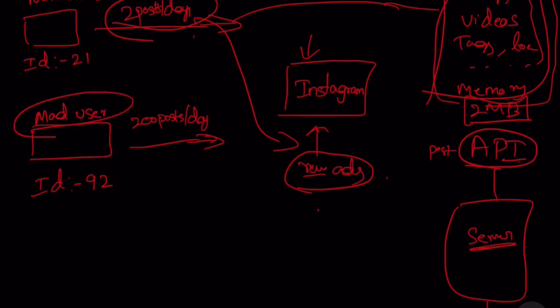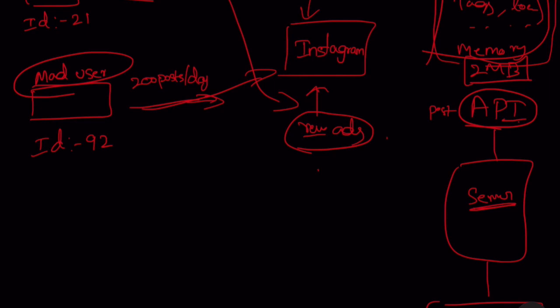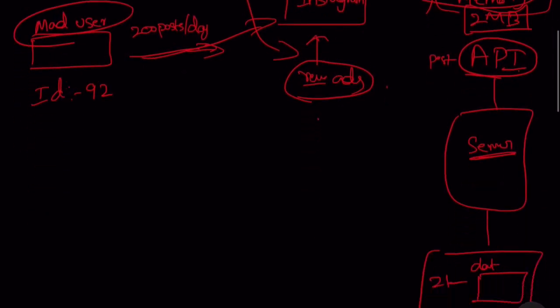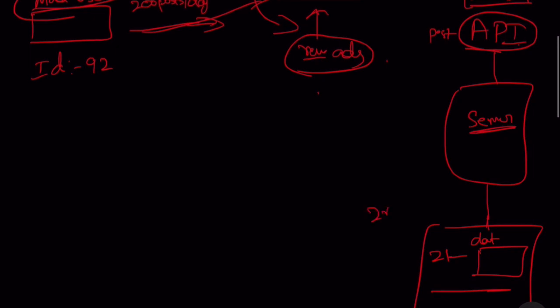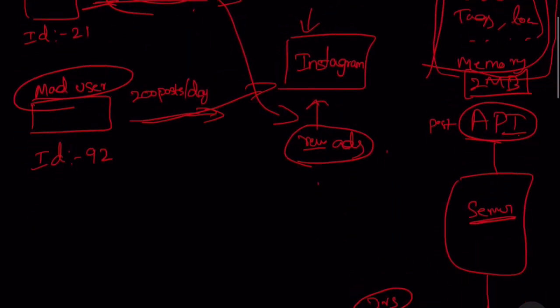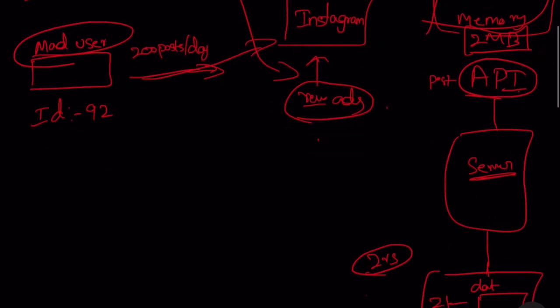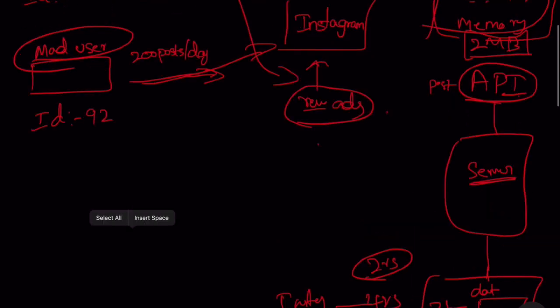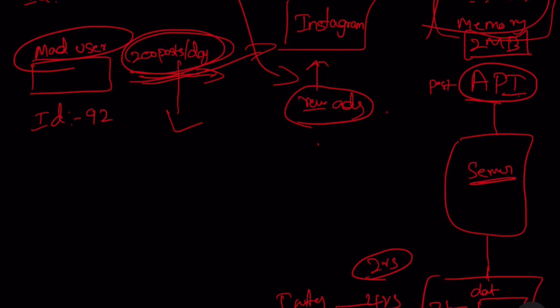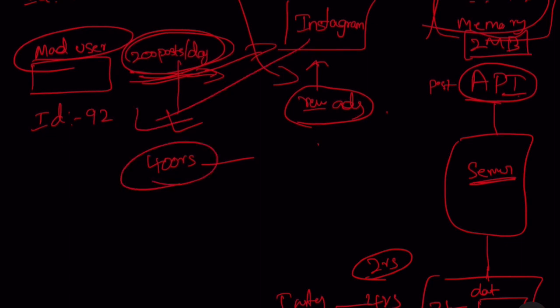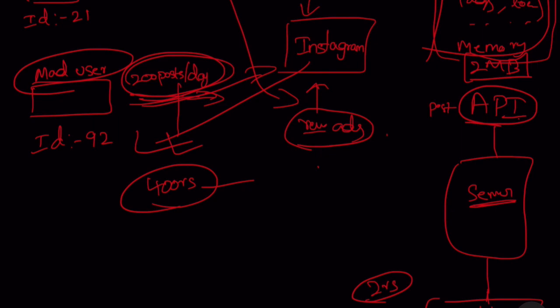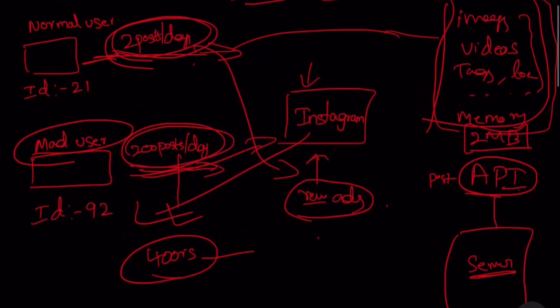But let's say this mad user posts 200 posts per day. Then Instagram will go into loss. Let's assume each of these operations costs 2 rupees. If the normal user posts 2 posts, it costs Instagram 4 rupees. But the mad user posting 200 posts per day costs 400 rupees every day to maintain. So cost reduction has to happen, because this way Instagram is not sustainable.